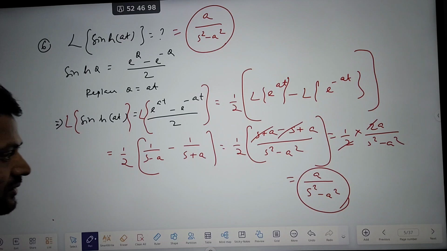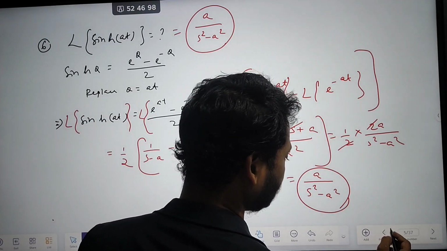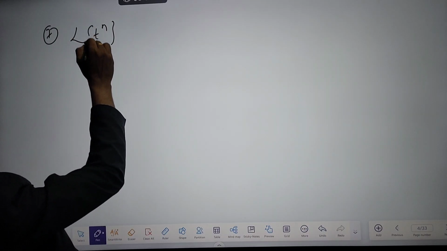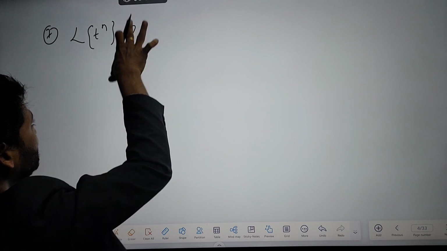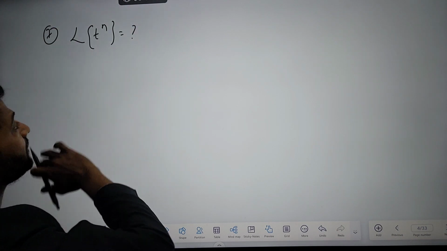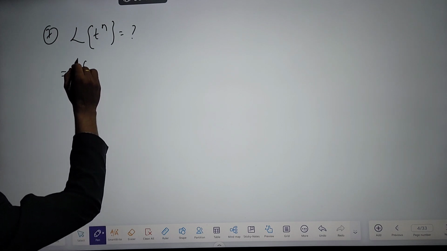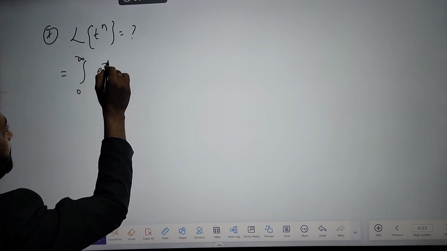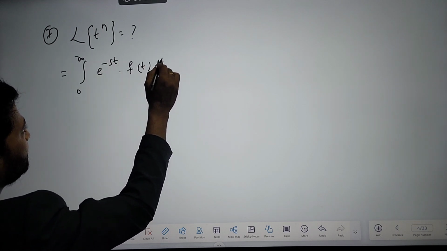Okay, ठीक है. So coming to the last formula, Laplace of t to the power n. First thing we need to convert this into a proper format. What is the proper format of Laplace transformation? Integration from 0 to infinity, e to the power minus st into that function dt.